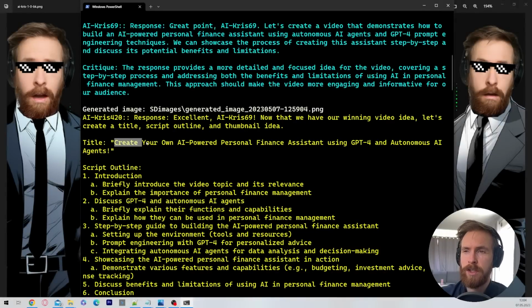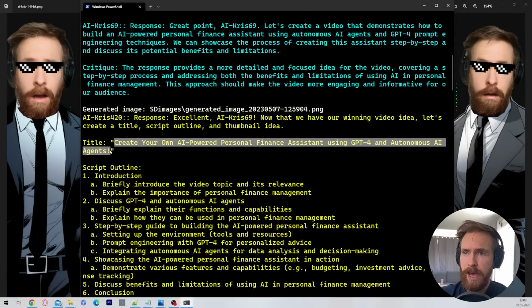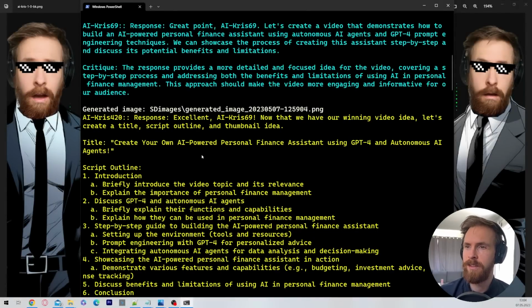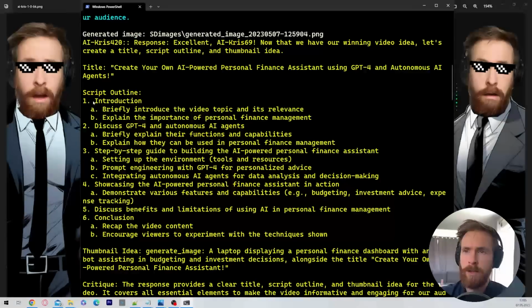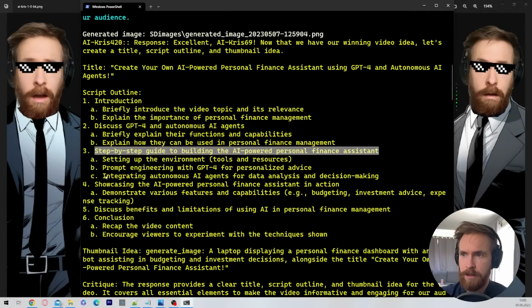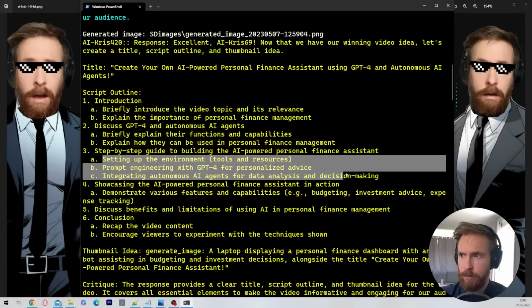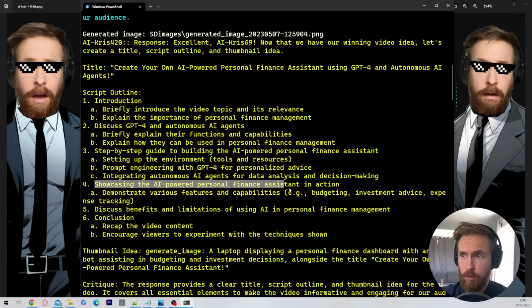Okay, good. So the title is going to be: Create your own AI-powered personal finance assistant using GPT-4 and autonomous AI agents. Yeah, that's a good title. I think so. So we have the script outline. We have an introduction. Discuss GPT-4 and autonomous AI agents. We have a step-by-step guide on how to build the AI-powered personal finance assistant. And we got some subtopics here, so what we're going to talk about. We want to showcase the finance assistant in action. So these are good ideas.